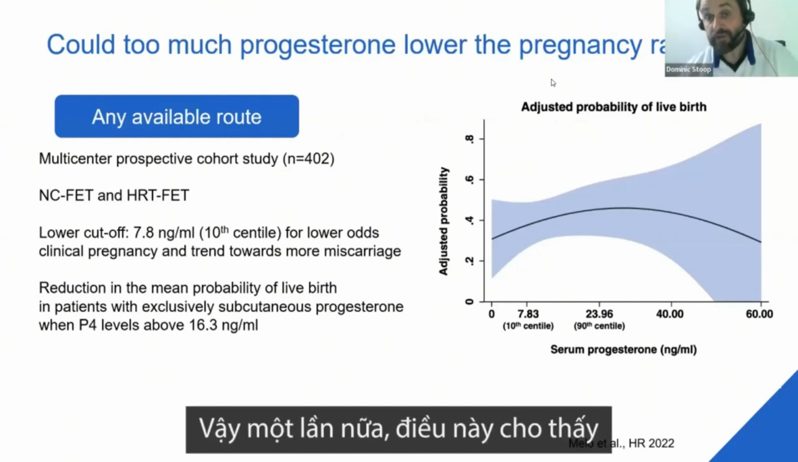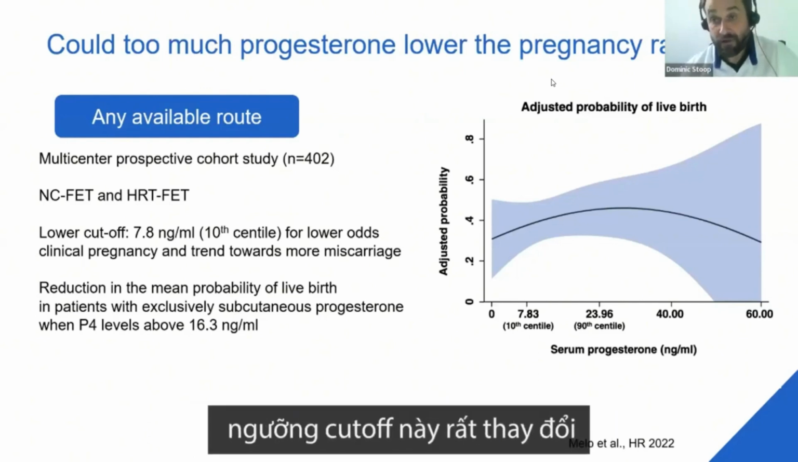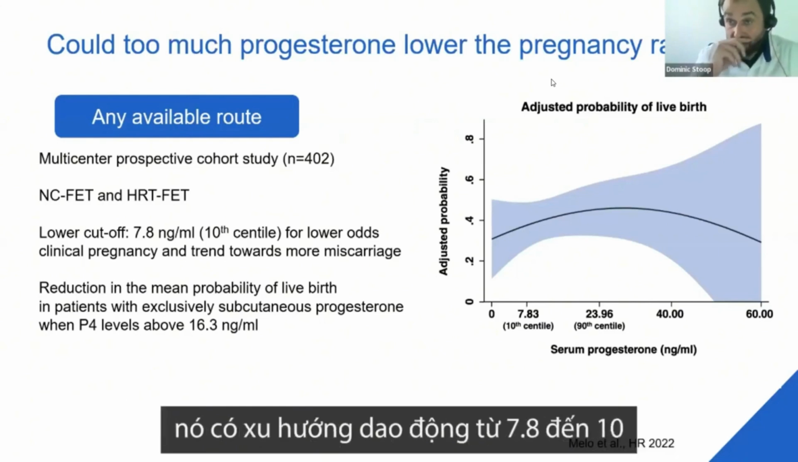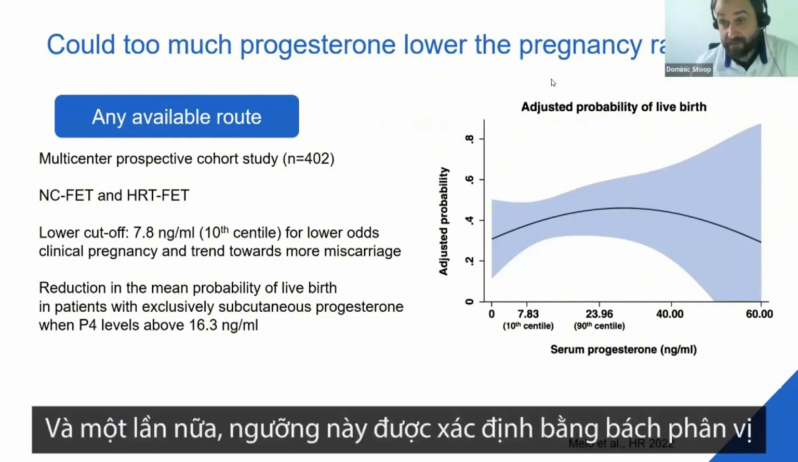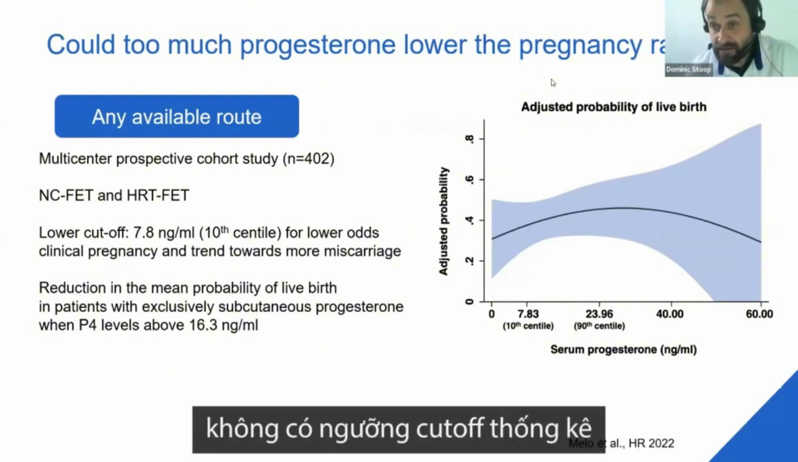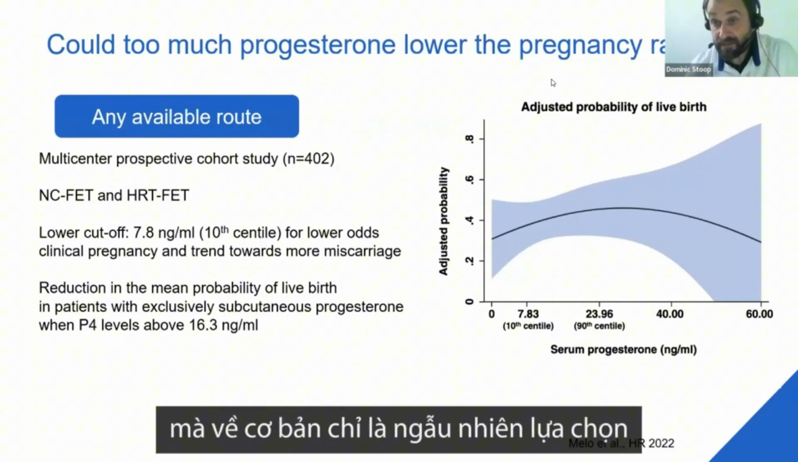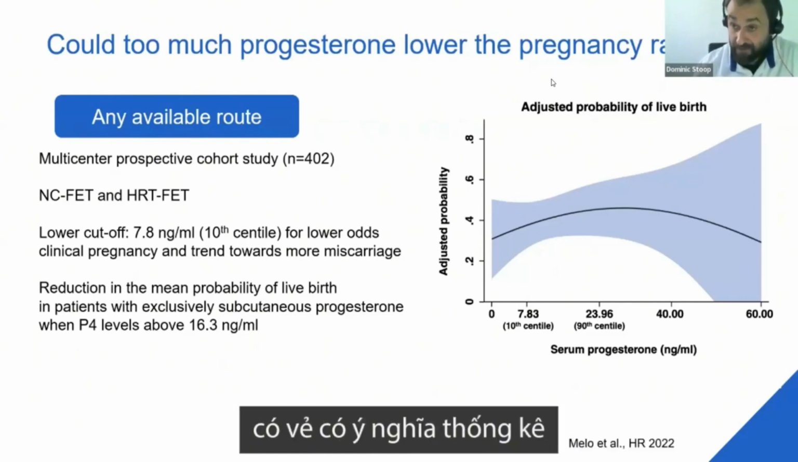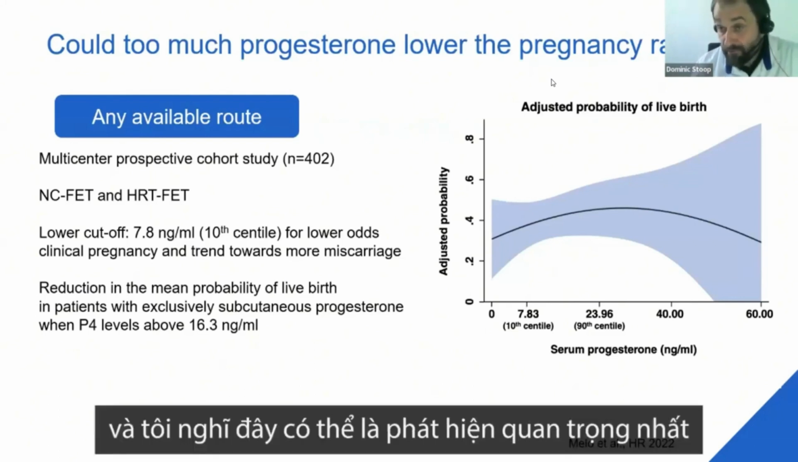So again, this is a confirmation that these cutoff levels vary a lot, and it is so far one of the lowest cutoffs we've seen. They tend to range from 7.8 to 10. And again, this was decided by the centile. So it's not a statistical cutoff, it's basically just the lower 10% of the population that appears to be statistically significant.